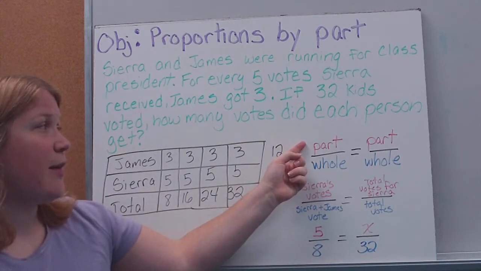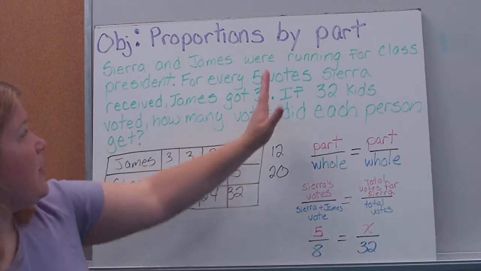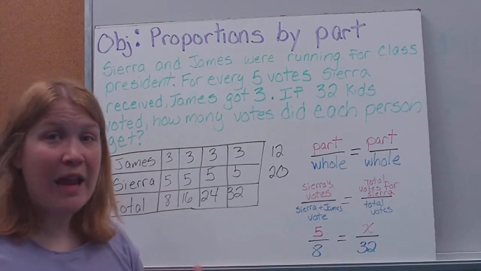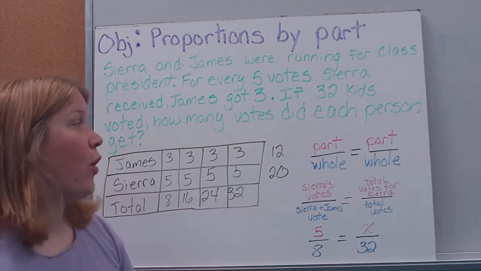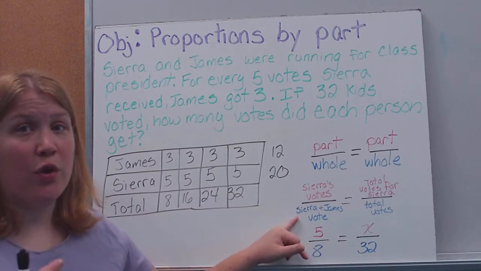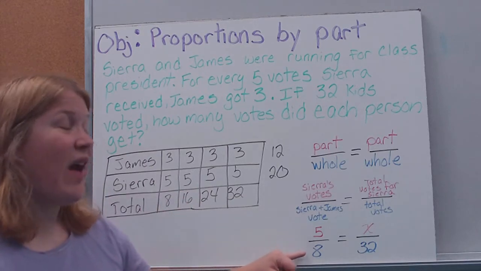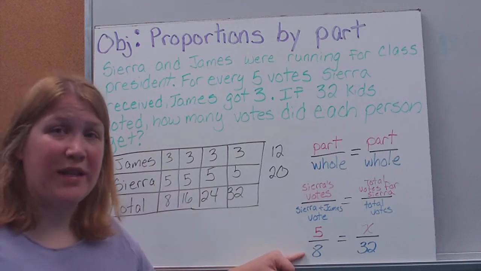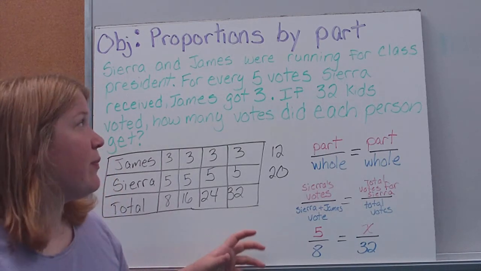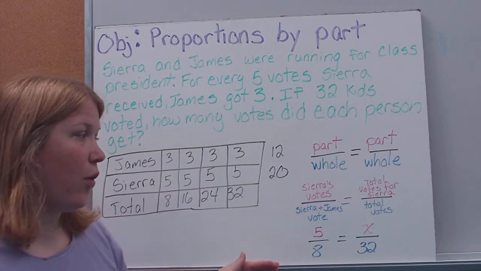Here we're going to set it up as part to whole over part to whole. The first thing I want to look at is that for every 5 votes Sierra received, James got 3. So altogether that's 8 votes that were cast. So part to whole, I'm going to look at Sierra's part, Sierra's votes, which was 5, out of the total number of votes, which would be 8. Both Sierra's and James's votes is 8. So every 5 out of every 8 votes went to Sierra. That's why we're writing it that way. It's a little bit more like a probability when we write it that way. So 5 out of 8 votes go to Sierra, part to whole.